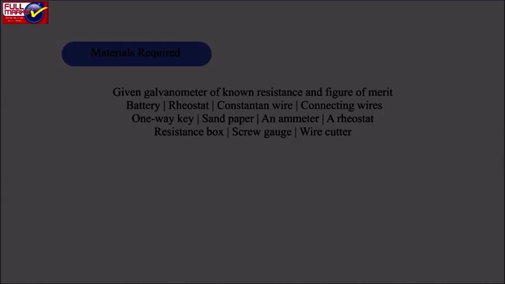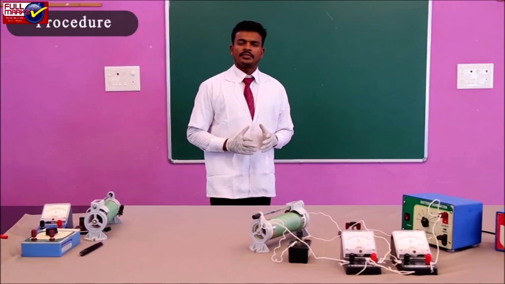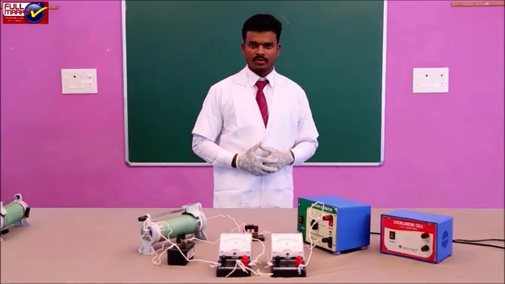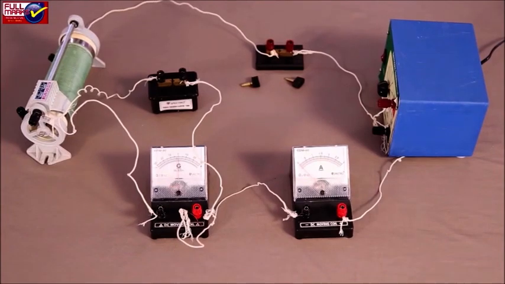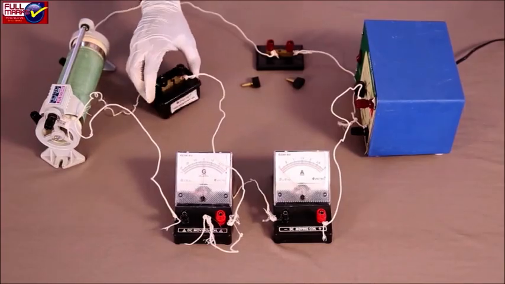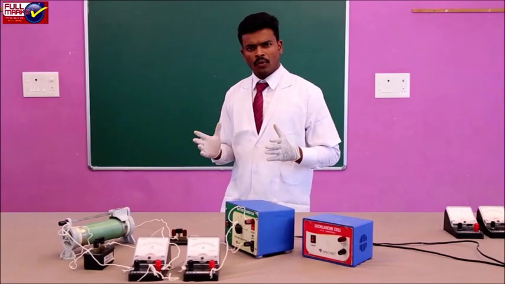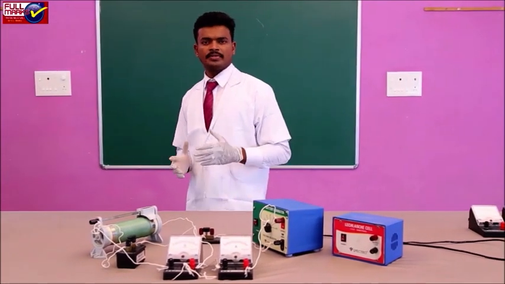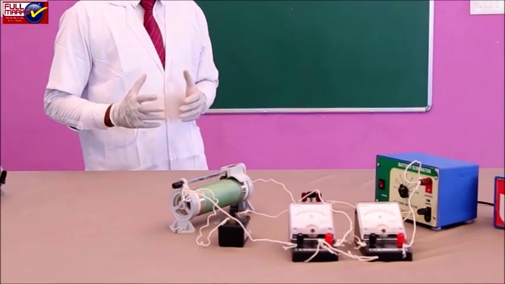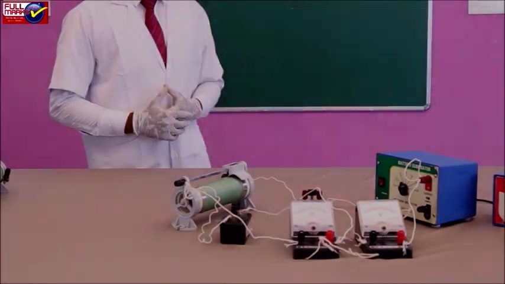cutter. Procedure: a galvanometer is a sensitive instrument which detects feeble current in a circuit, but it cannot measure the value of current flowing through the circuit. Flow of large currents through a galvanometer may damage it. Therefore, a shunt resistance is connected in parallel to the galvanometer to convert it into an ammeter.